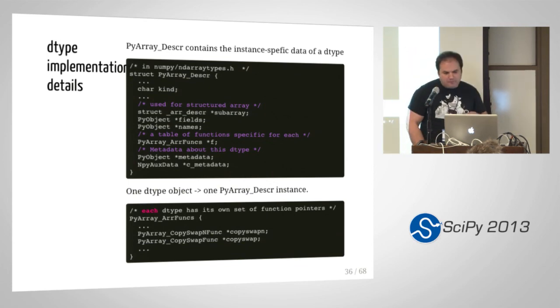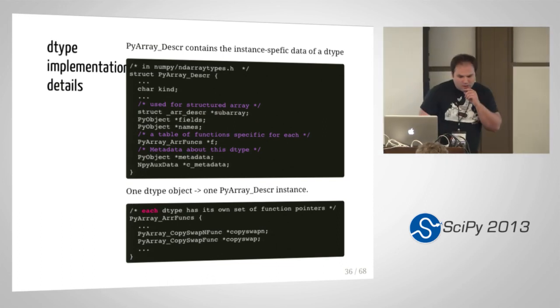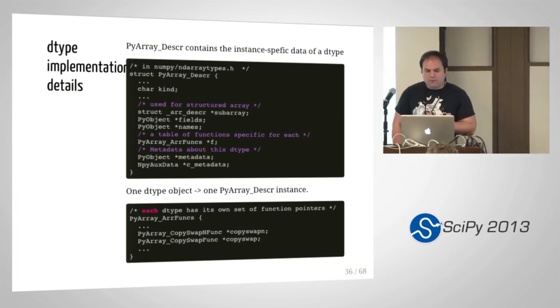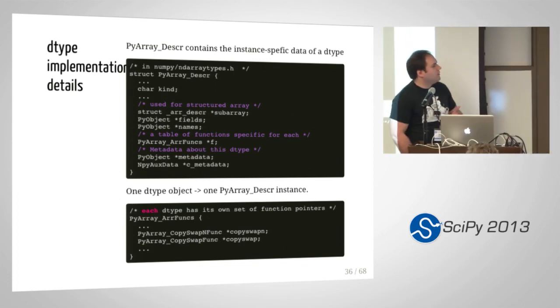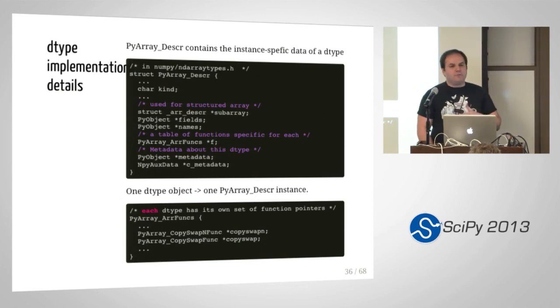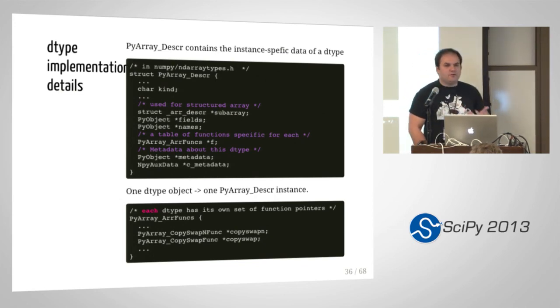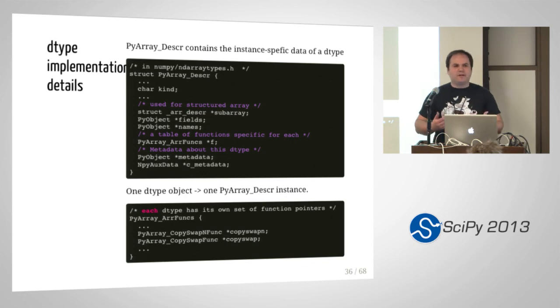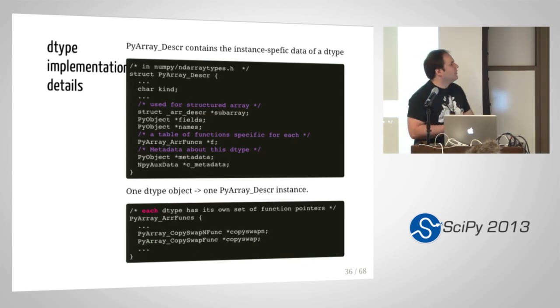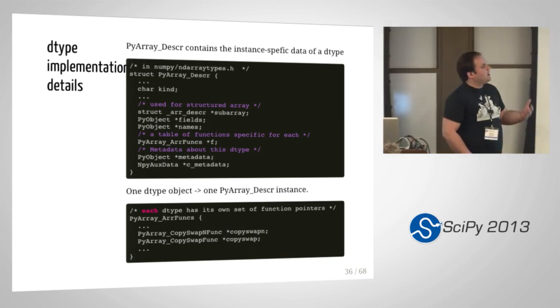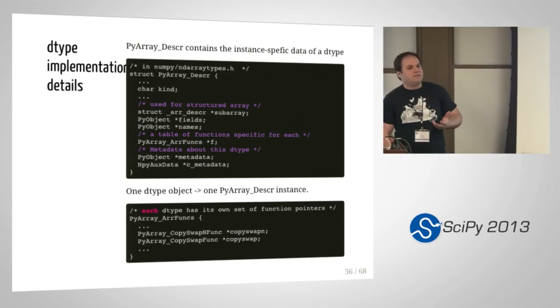Okay, so we have the PyArrayObject that represents the main data of a NumPy array. And then there is a PyArray_Descr that represents a dtype representation. Depending on which kind of dtype you're looking at, the PyArray_Descr can be complex or not. Every time you create a new dtype, if you ask for a new dtype for float, 8 bytes, you will get back a new PyArray_Descr instance.